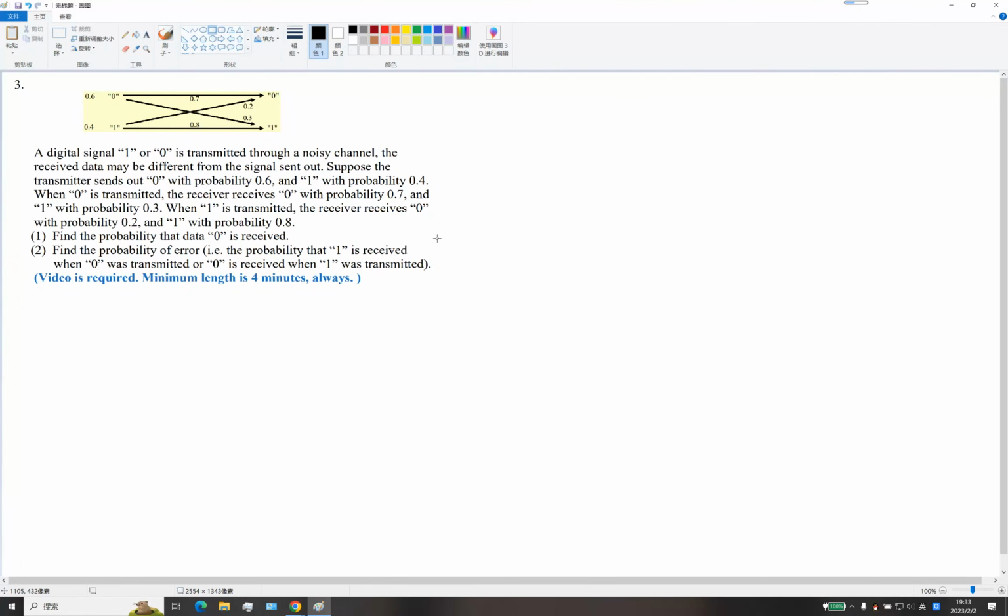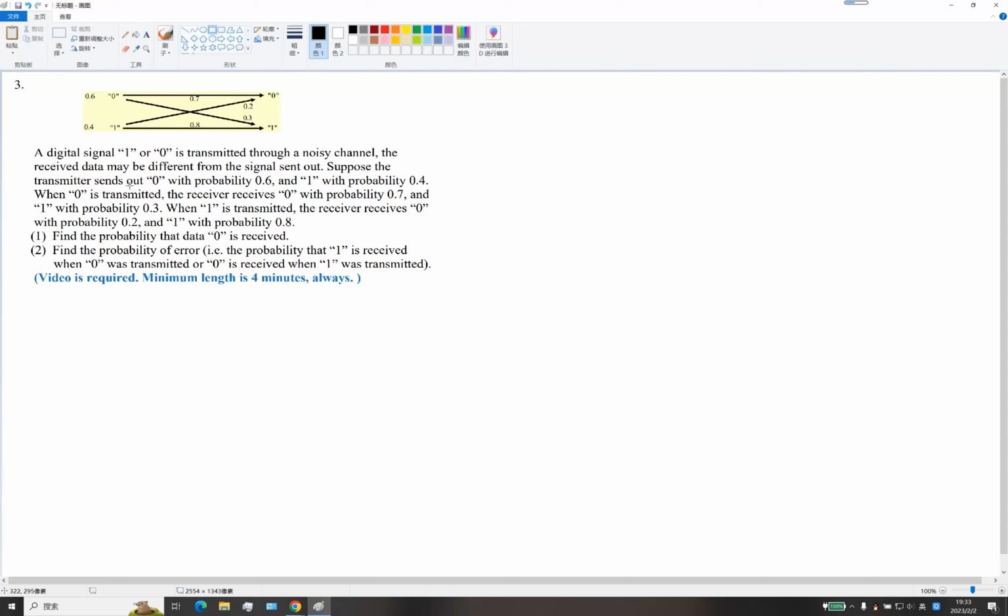Hello everyone, this is the third question of homework 1. Let's first read the question. There is a digital signal 1 or 0 transmitted through a noisy channel. The received data may be different from the signal sent out.